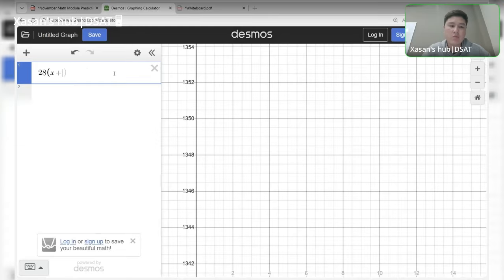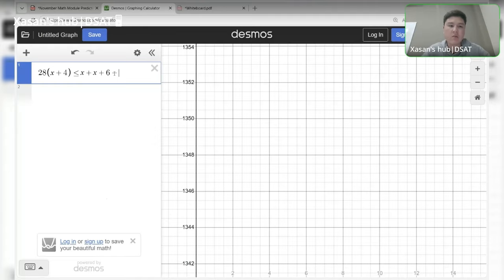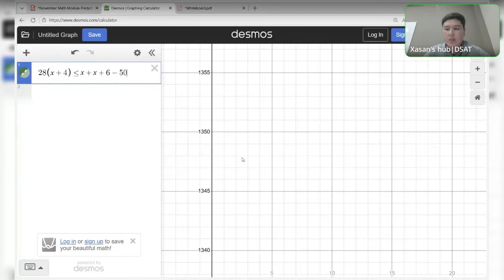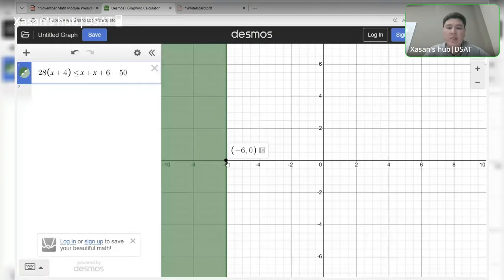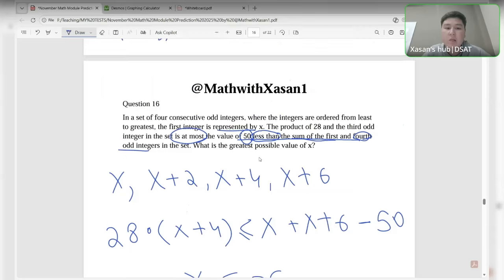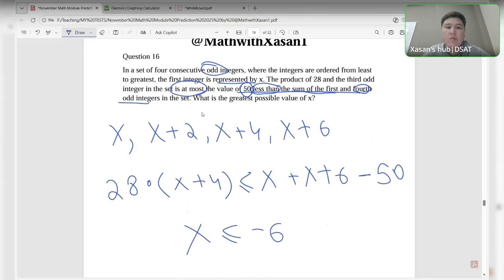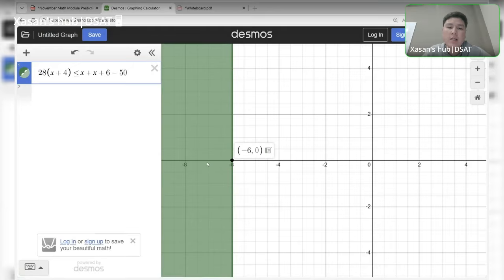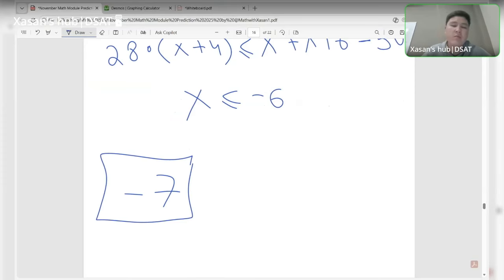28 times x plus 4 is less than or equal to x plus x plus 6 minus 50. And then, guys, you can see that the value of x is at most negative 6, like x is less than or equal to negative 6. But guys, please don't take negative 6 as the answer, because your x must be an odd integer, right? Therefore, the greatest odd integer included here is negative 7. That's all. So the answer here, guys, is just negative 7.